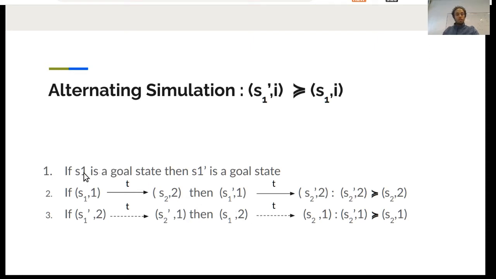The first one is if S1 is a goal state, then so is S1'. If there is a controller transition from S1, 1, then S1' should also have that transition such that the resulting configurations are simulating each other. On the other hand, if the environment can force the higher configuration with respect to simulation using a transition, the environment should also be able to force the smaller configuration, which is S1, I, to another configuration such that the resulting ones are in the simulation relation.